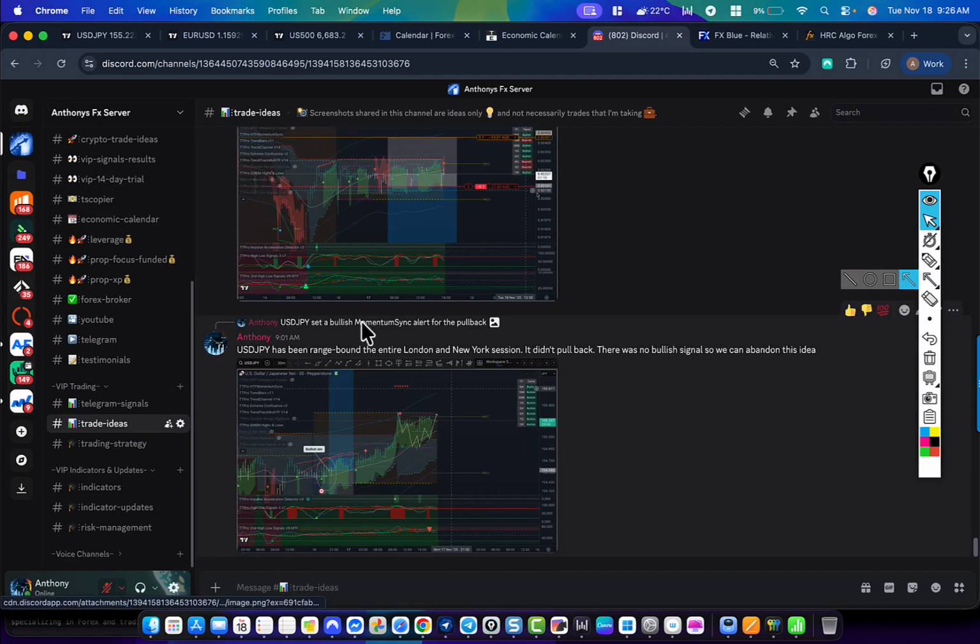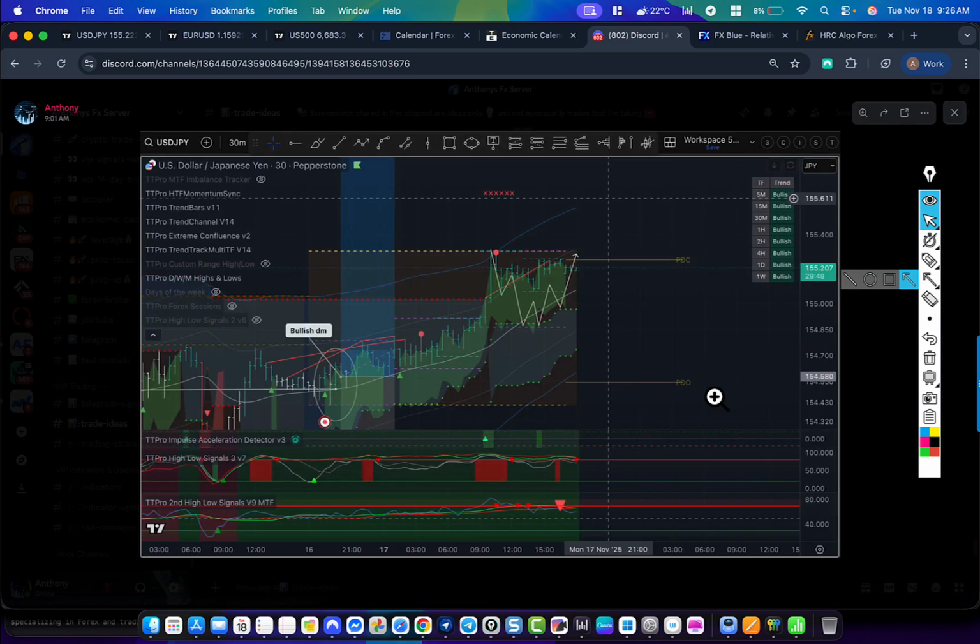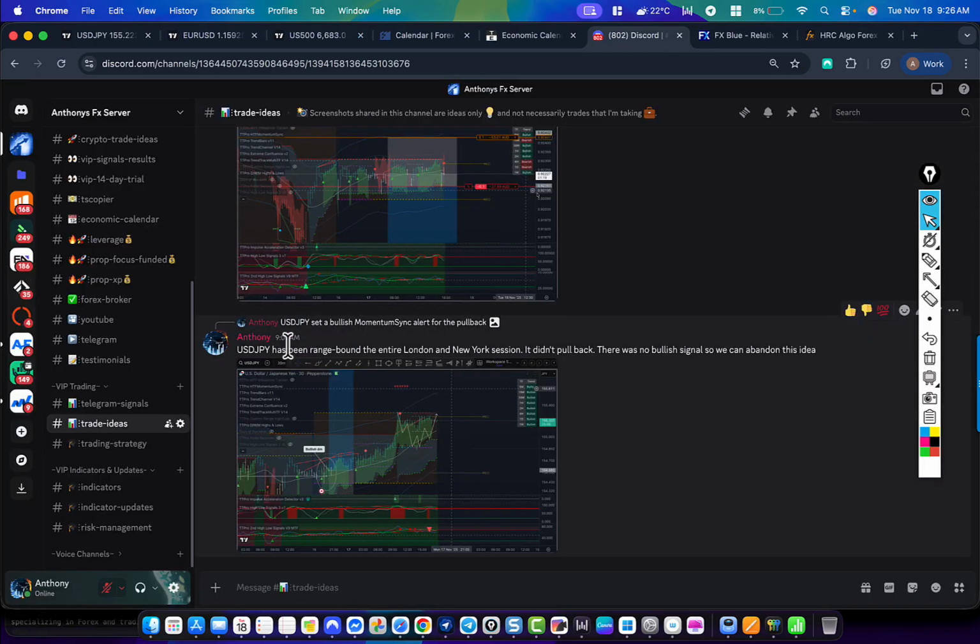This is the dollar yen. I set a bullish momentum sink for the pullback. Open it up. It didn't pull back. I was wanting that. As it was, it's just been range bound the entire time. So let it go. Just abandon the idea. It didn't shape up during London and New York. It's been range bound. There's no bullish signal. We can abandon the idea.